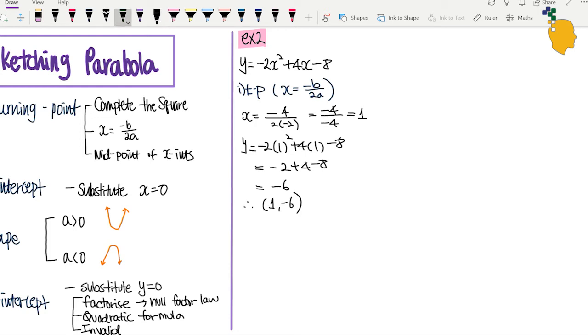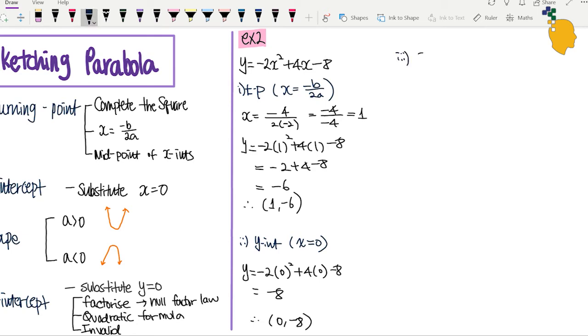Let's move on to finding the y-intercept. Substitute x equals 0. y equals negative 2 times 0 squared, plus 4 times 0 minus 8. Since 0 times anything is 0, you only have the last digit, which is negative 8. So your y-intercept is (0, negative 8). How about shape? Let's look at the a value, which is negative 2. Since it's a negative value, it's going to have a sad face.